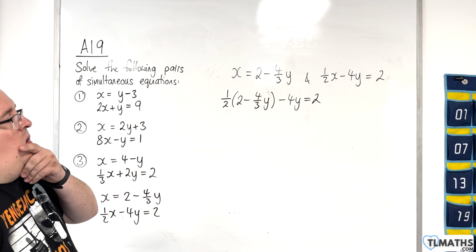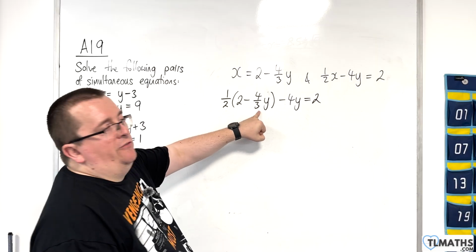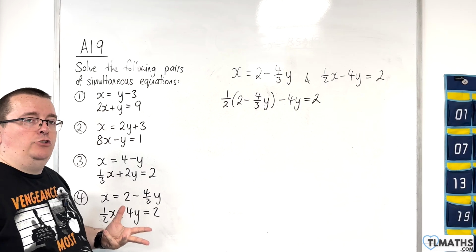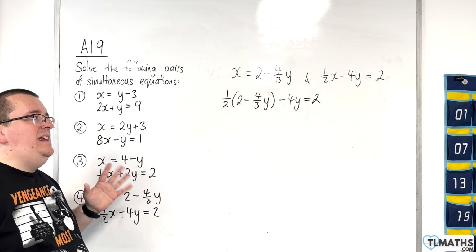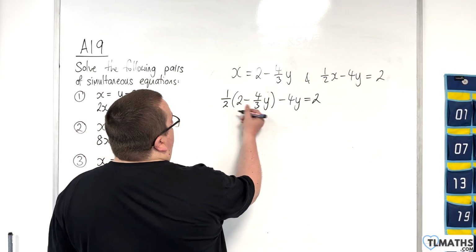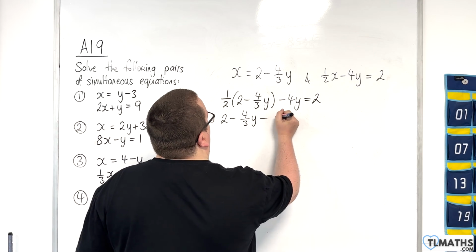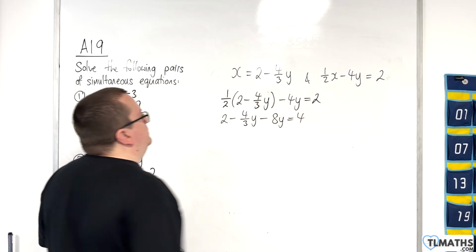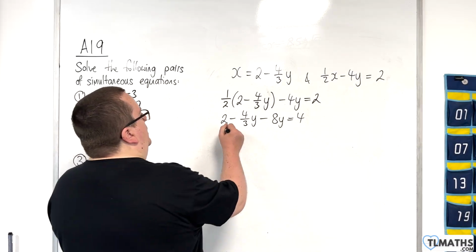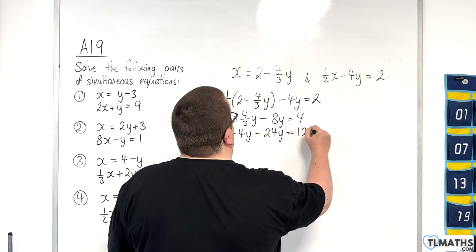Now, in this scenario, multiplying 2 by 1/2 and multiplying 4/3 by 1/2 is actually going to simplify both of them. It's not going to cause us any extra fractions. So it doesn't really matter which way you choose on this one. If we want to multiply through by 2 first, which you might try, let's do that. 2 take away 4/3 y, take away 8y is equal to 4. I've still got the third though, so I'll multiply through by 3 now. So 6 take away 4y, take away 24y is equal to 12.